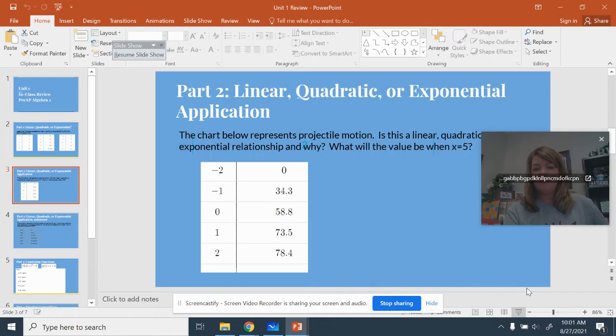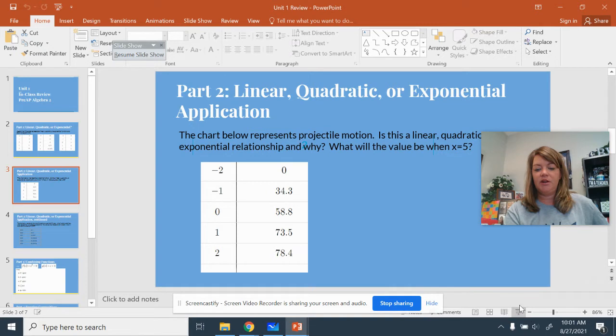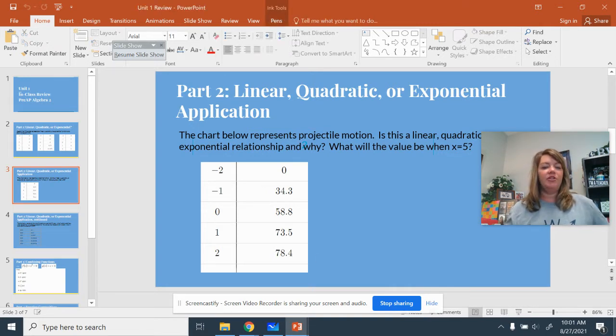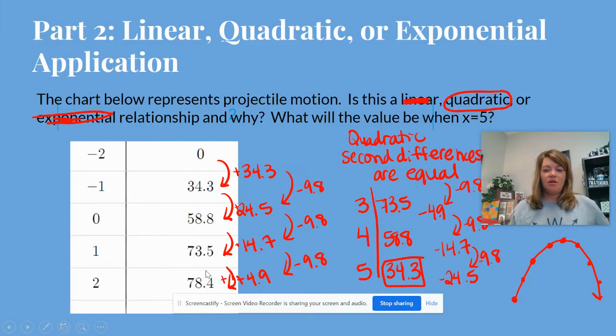All right. We're going to look at the next one. Let me get this open here. Okay. So the next one that we're going to look at is another one of these application problems.